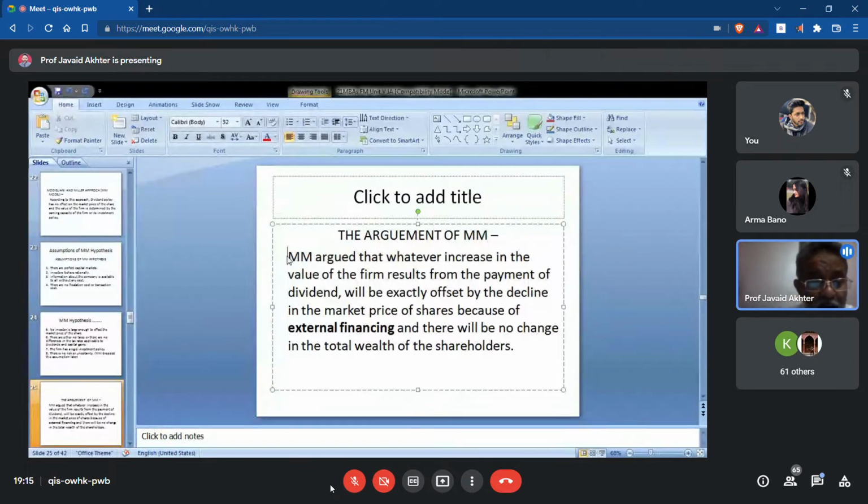So this theory or this hypothesis is just opposite to what we learned in our last class. I'll take up further issues if this theory is clear. The dividend decisions are irrelevant. Earlier, we concluded that dividend decisions were relevant. This time, the conclusion is that dividend decisions are not relevant.